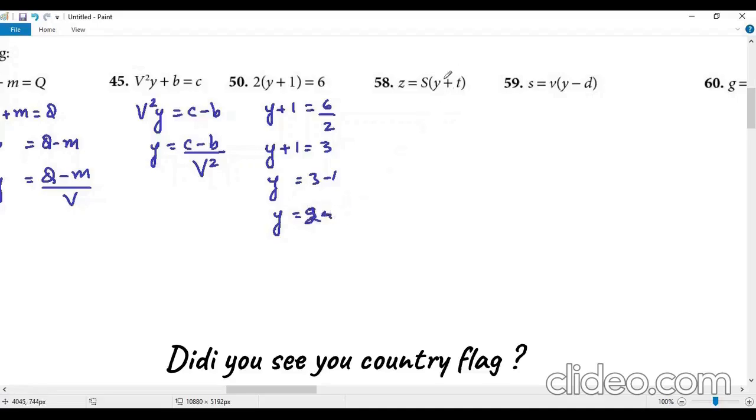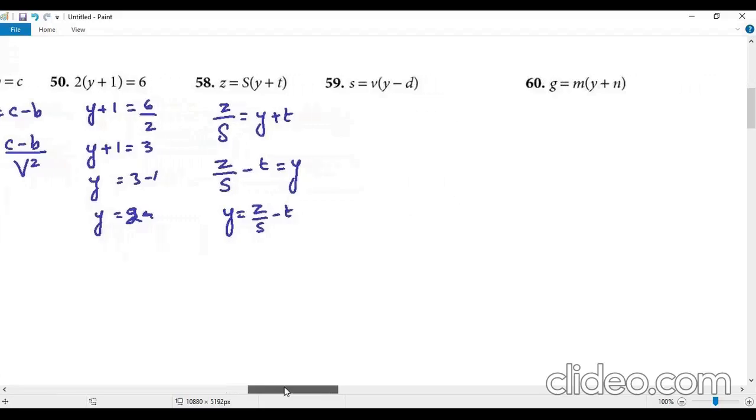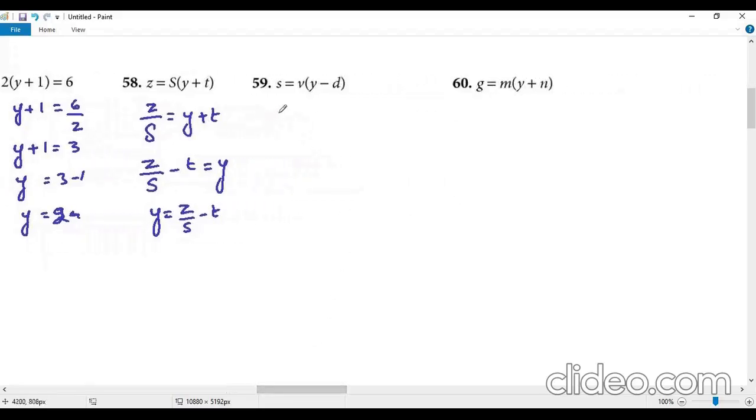Now in here, question number 58, it says z equals sy plus t. That means s is multiplying, so on the other side it will go and divide. That means y plus t, so z over s minus t equals y. This is going to be the final answer, or you can write it the other way around, z over s minus t.